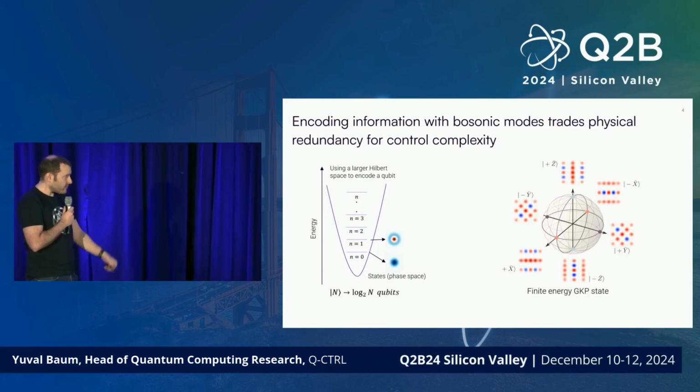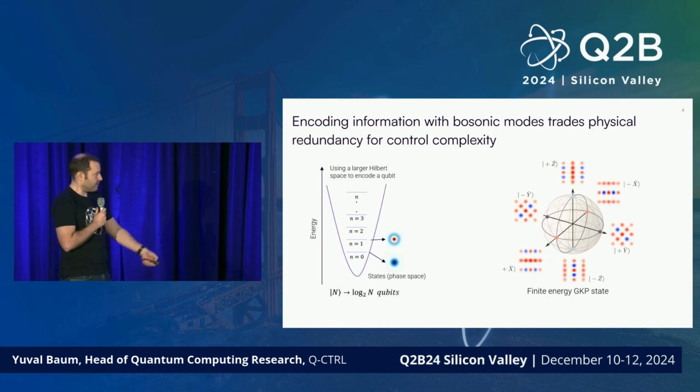And of course, one popular state is the GKP state, these kind of checkerboard states that define the logical qubit if you just prepare the right combination of bosonic states.